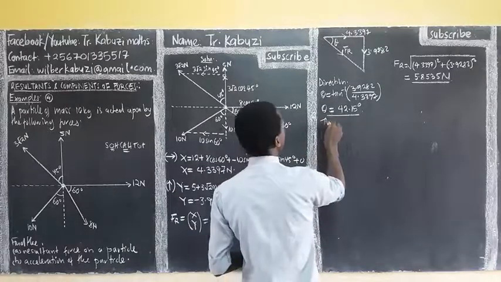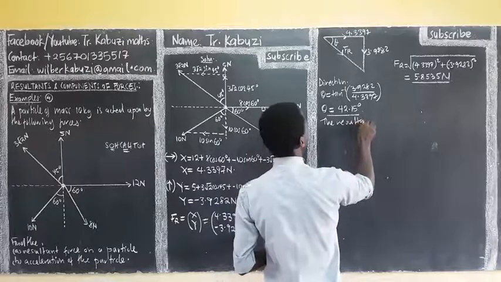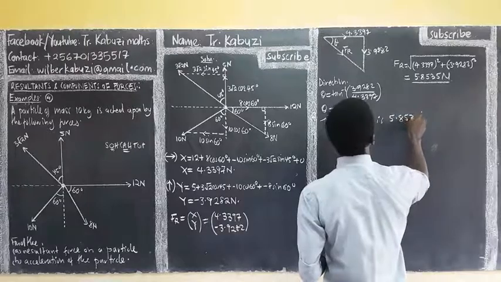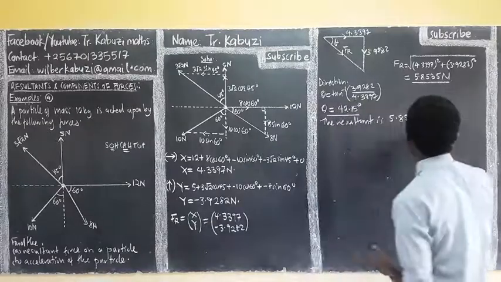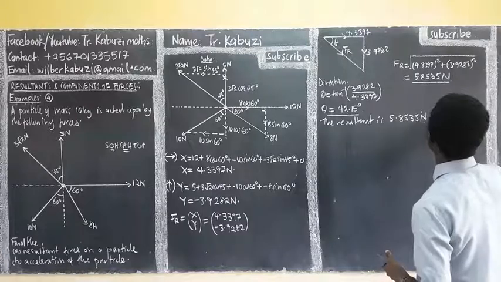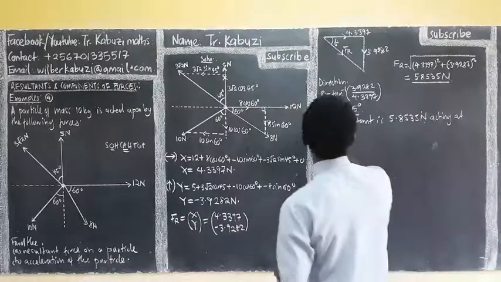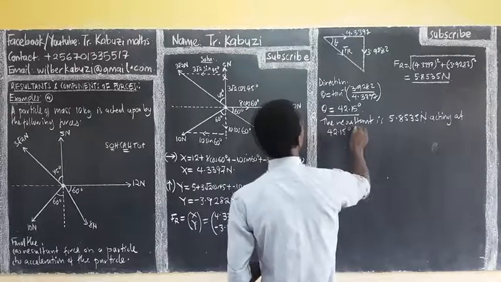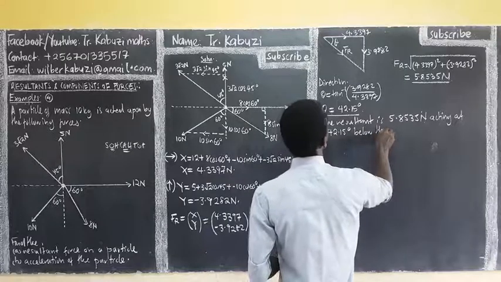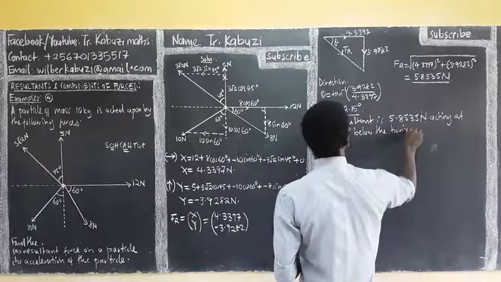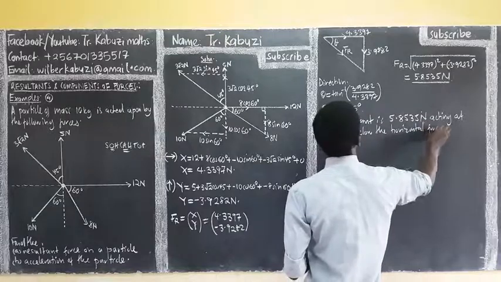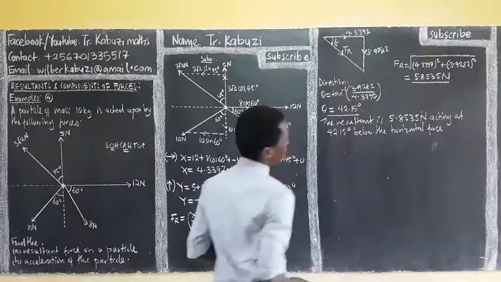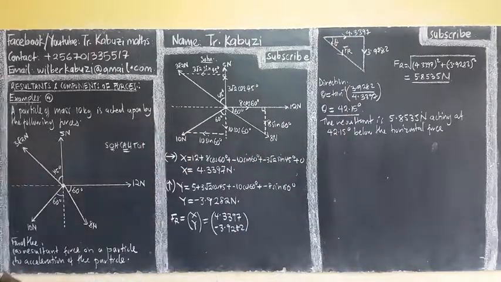So then to describe, I think we have seen the description. We said the resultant is 5.8535 acting at 42.15 degrees below the horizontal. The horizontal force of this is acting there, below the horizontal. Simple as that. Then part B, acceleration of the particle.